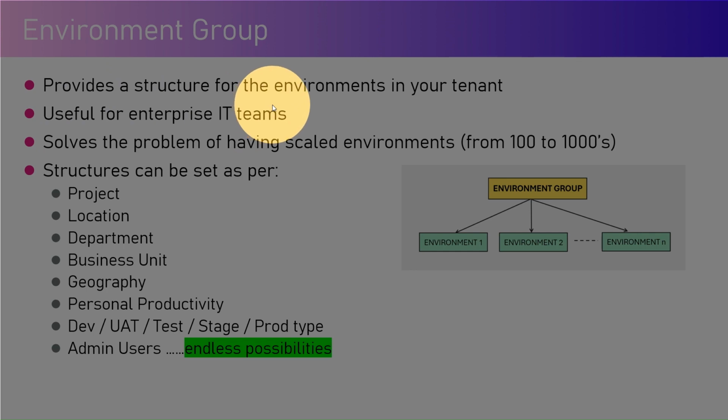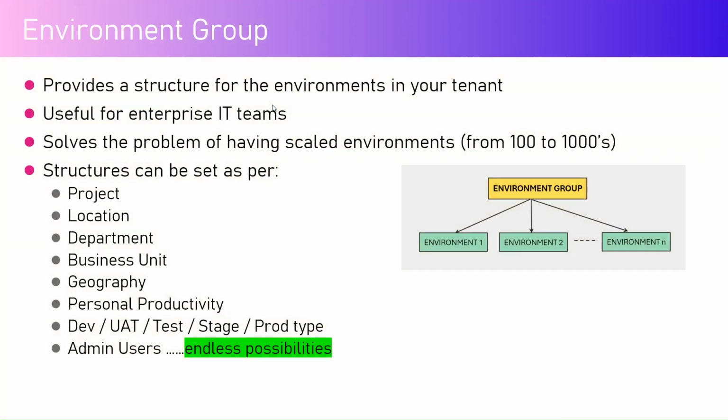Now, if you have one or two or three environments, then this will not make much sense. But if you have a scaled environment, if you have environments ranging from 100 to 1000, then this will start adding value. Having said that, this basically solves the problem of having a scaled environment. With this environment group, an admin can consolidate all your environments into different buckets.